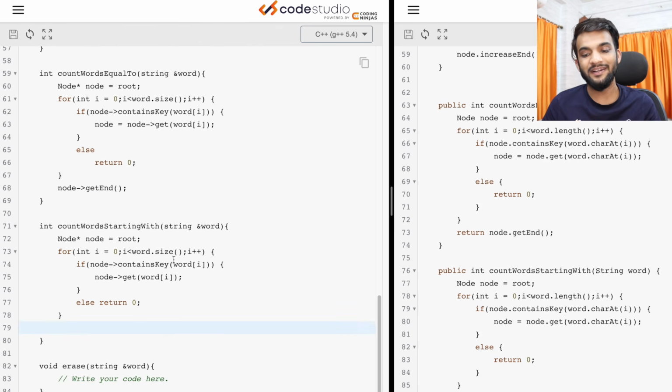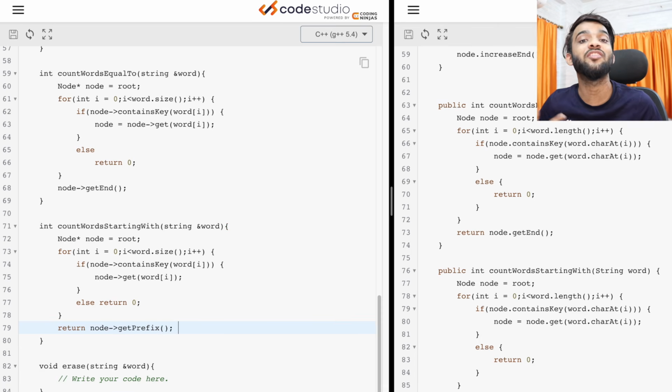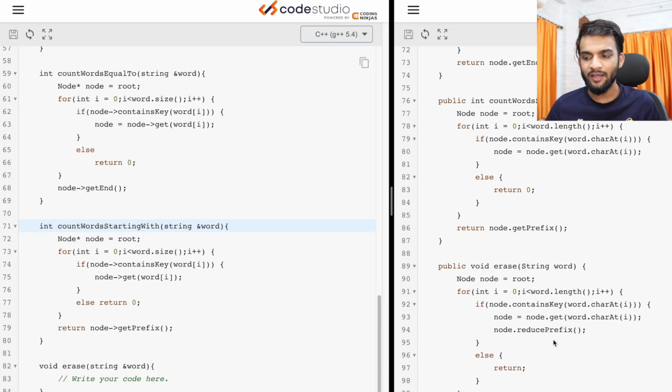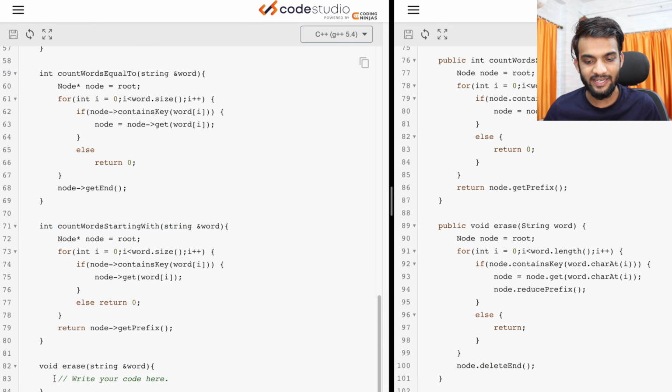Again, perfect. But if you are returning the end, can I say you have to just return node, how many are there, which is get prefix, because you don't need end, you need how many are there. So get prefix will do that job. I think it makes sense. Quite simple again. Now we will be doing the next one, which is erase.